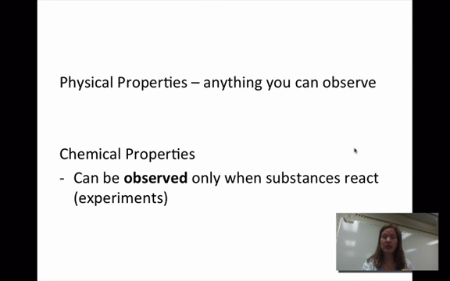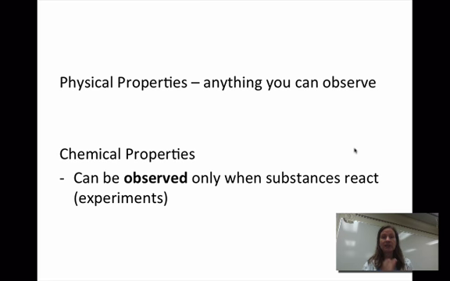Okay, we originally looked at classification of matter in terms of how can you classify what it is in regard to, is it an element, is it a compound, how is it organized? Okay, and this is another way to classify matter, but it's more descriptive in terms of what type of matter, what are the properties that matter has.